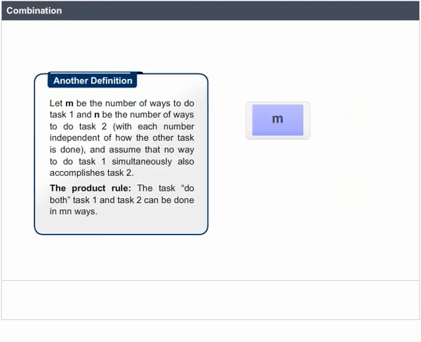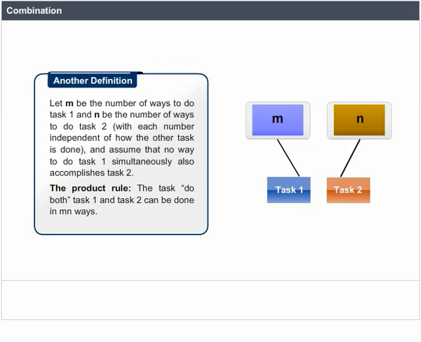Another definition: let m be the number of ways to do task 1 and n be the number of ways to do task 2, with each number independent of how the other task is done, and assume that no way to do task 1 simultaneously also accomplishes task 2. The product rule: the task of doing both task 1 and task 2 can be done in mn ways.